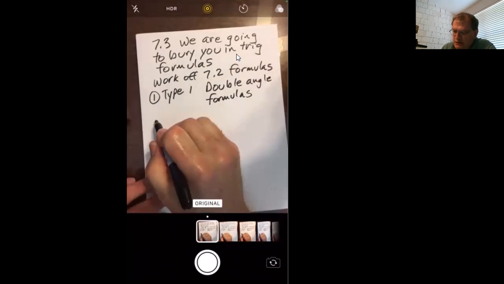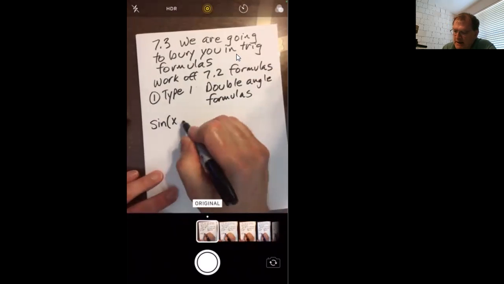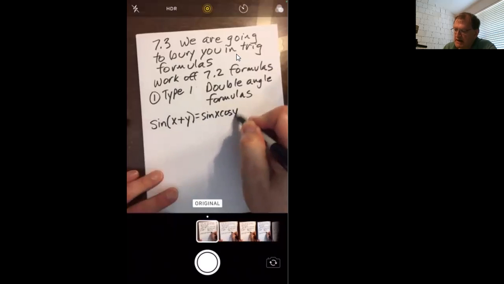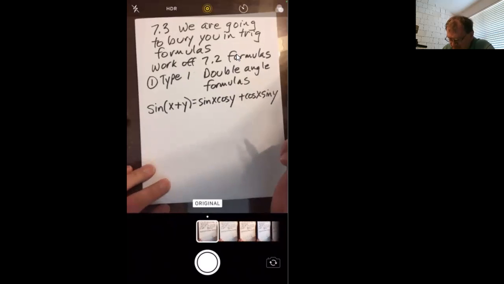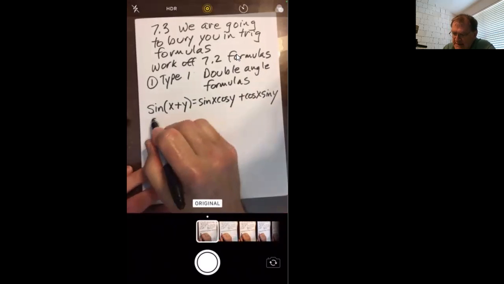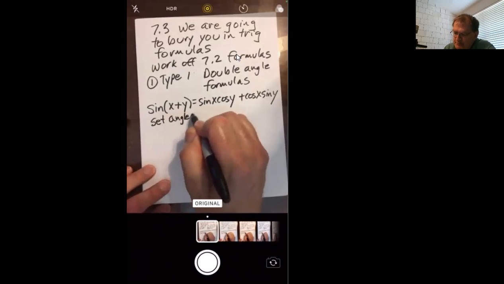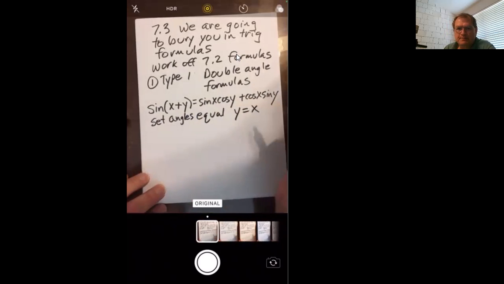Okay, starts off with sine. I'm going to use an x and a y instead of an s and a t. I have sine of x plus y, which, if you remember, was sine first, cosine second, plus cosine first, sine second. Okay. Now we're going to set the angles equal, which means y equal to x.